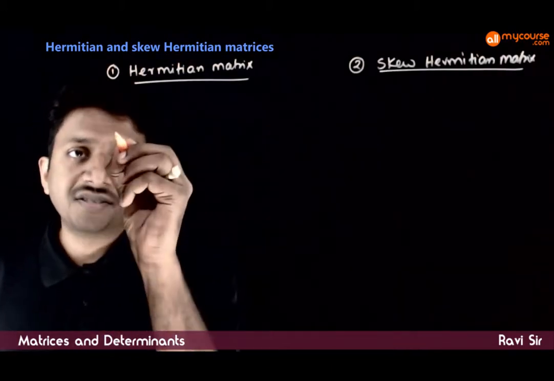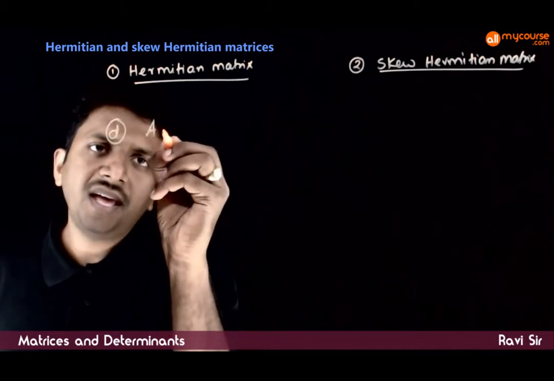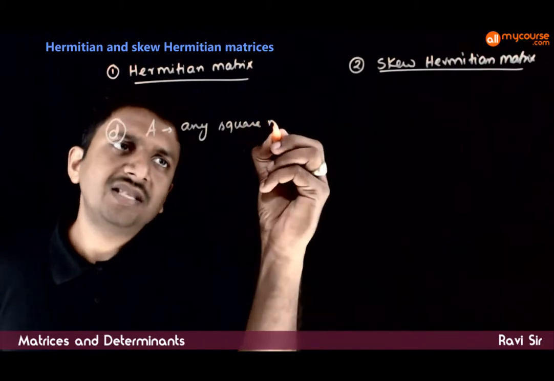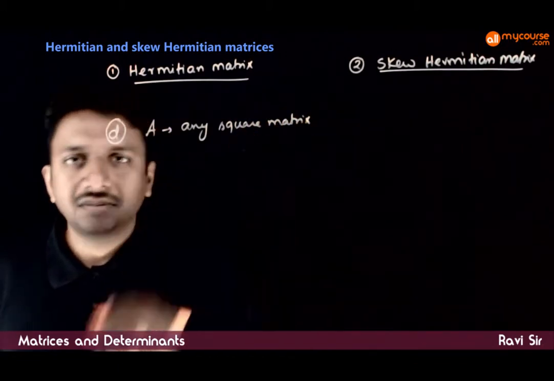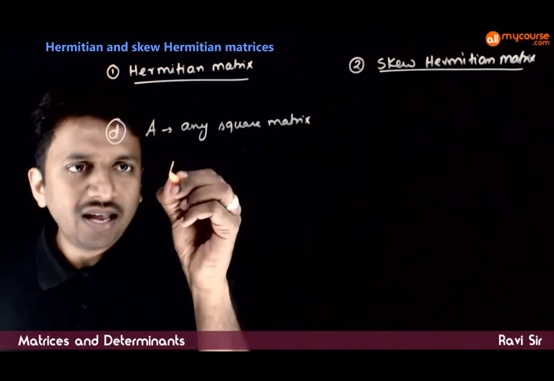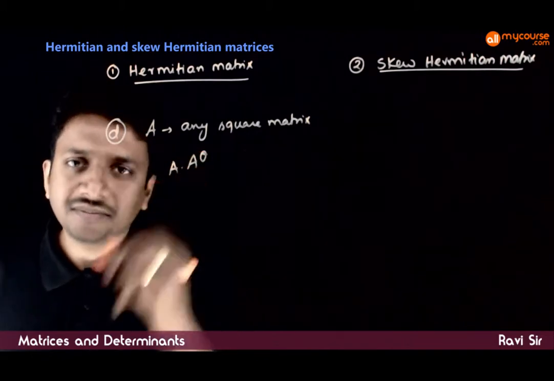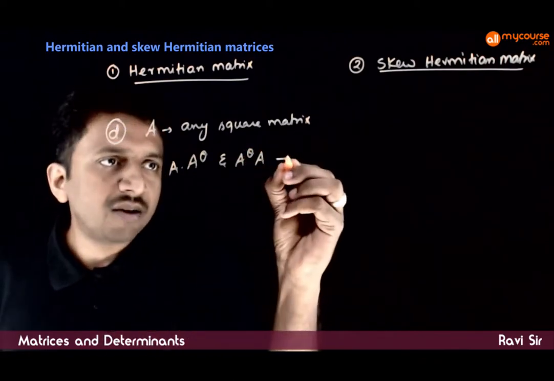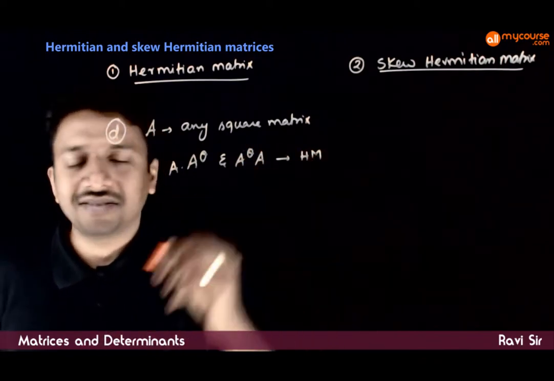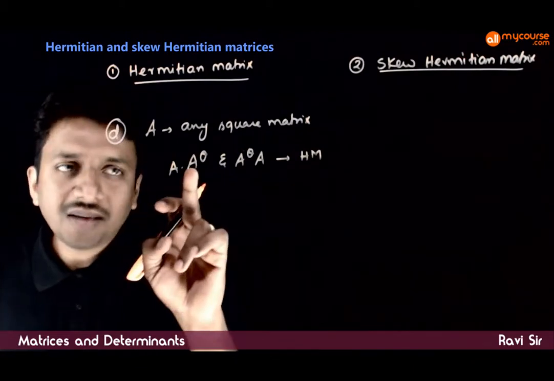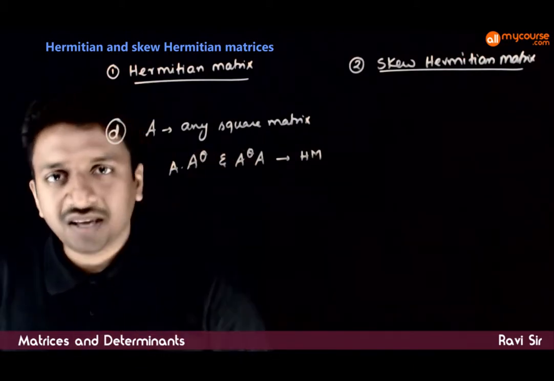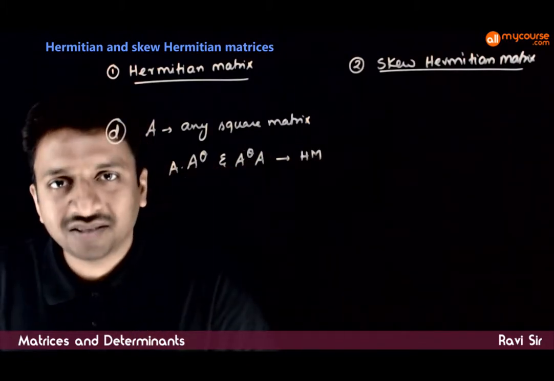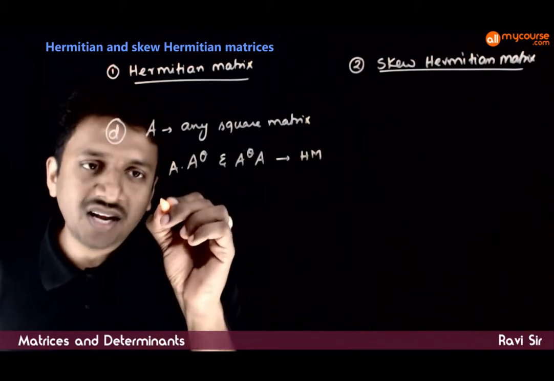So the next property is, if A is any square matrix, take any square matrix A, then A times A theta and A theta times A are both Hermitian matrices. A times A theta and A theta times A, for any square matrix, these two matrices are Hermitian matrices.